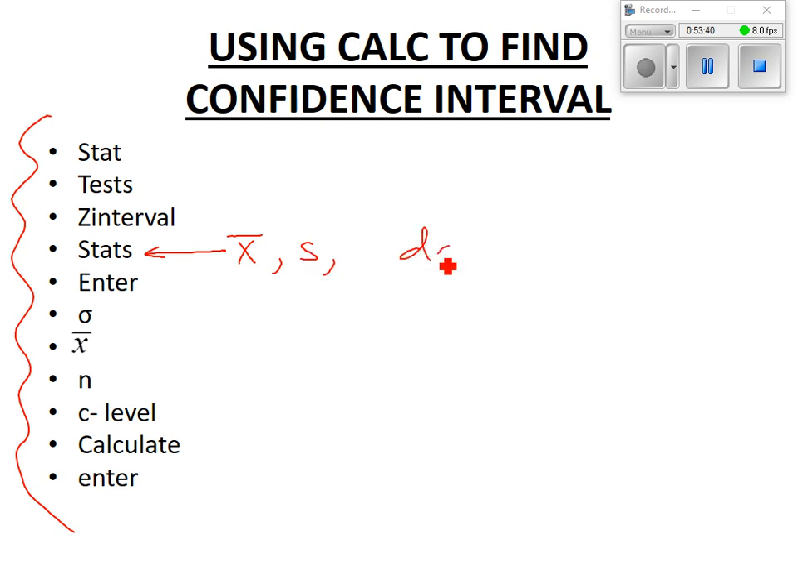Data is if we put something into the list. Then the calculator will just take the stuff from whatever list we put in there. It'll take the X bar and the standard deviation and stick it all in there. All right, so data if we're putting in a list, stats if we're just punching in those certain numbers.